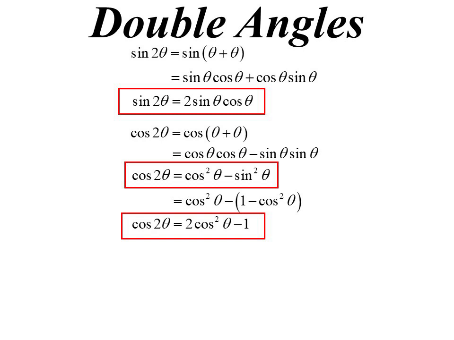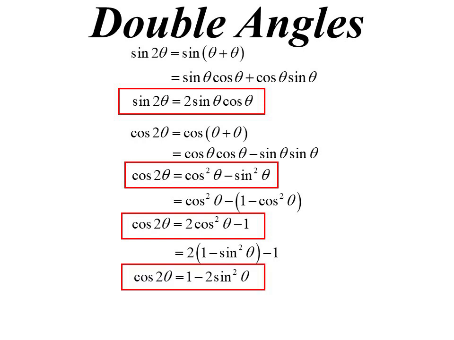The advantage of that is we're only dealing with one ratio there, just cos theta, rather than having 2. But of course I could have rewritten the cos squared. The cos squared is 1 minus sine squared, and we get 1 minus 2 sine squared theta. So there's 3 different ways we could do cos 2 theta. I guess it just depends on what information we have as to which one we would use.